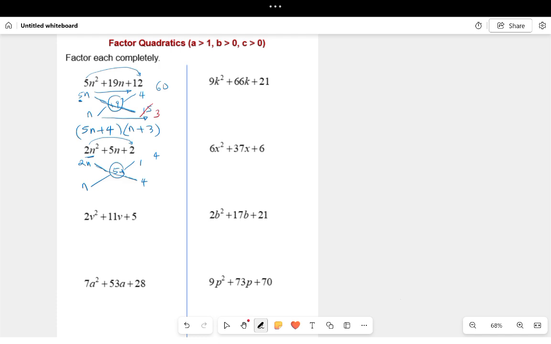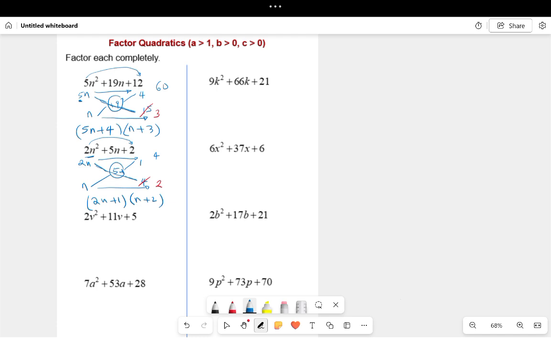How many times can 4 be divided by 2? 4 can be divided by 2 two times. And therefore, my answer is going to be 2n and 1, which is 2n plus 1, and then n and 2, which is just n plus 2. That's simple. Now, my next one, we have 2v squared plus 11v plus 5.